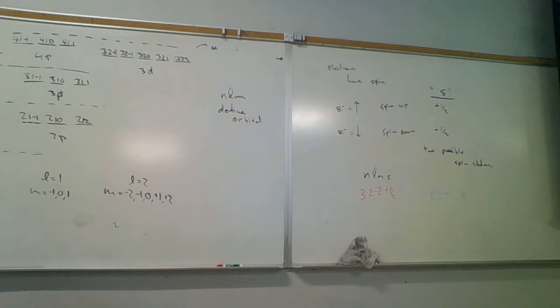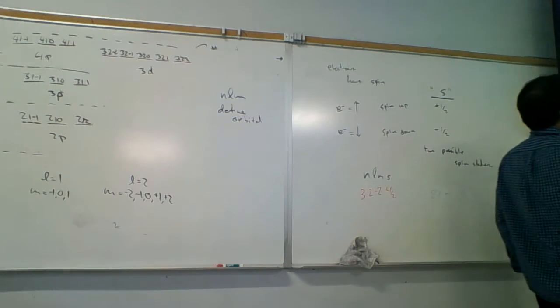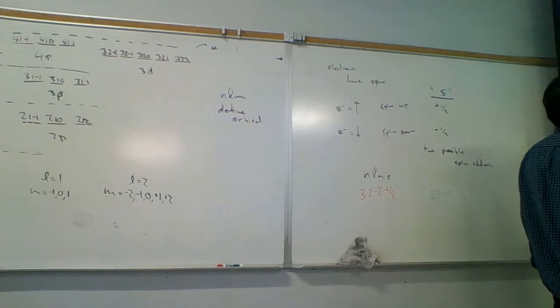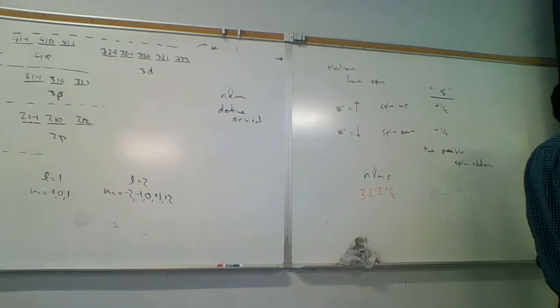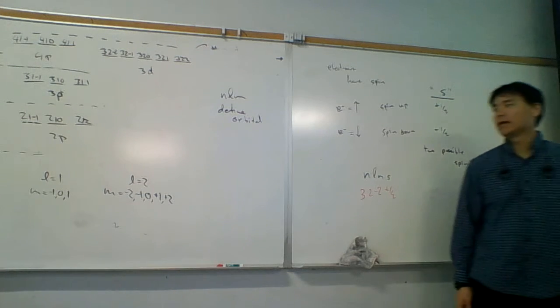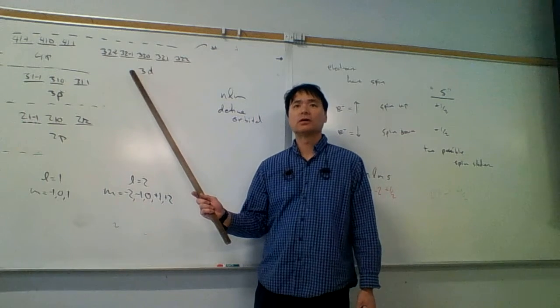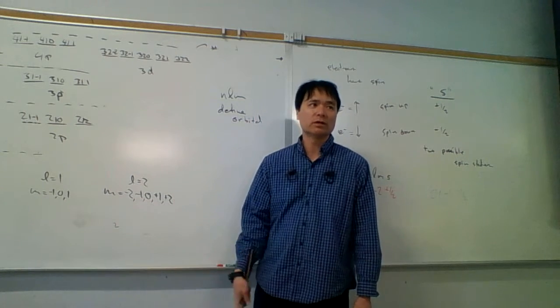That's called the Pauli exclusion principle. The Pauli exclusion principle says this: more than 2 electrons cannot occupy the same orbital in an atom. And so what we can have is an empty orbital, or an orbital with 1 electron, or an orbital with 2 electrons.